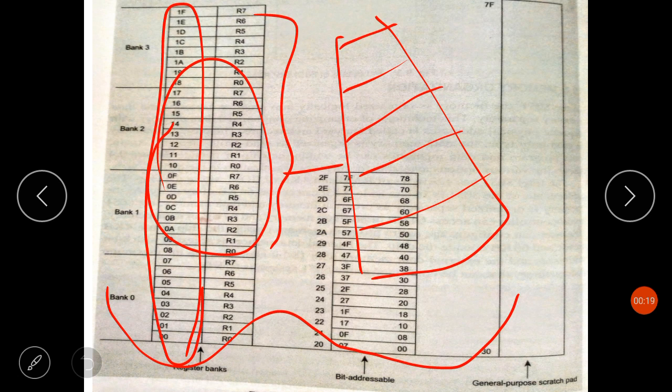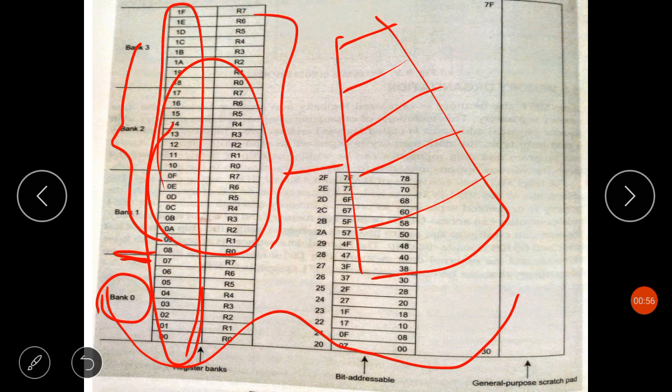Now I've told you about this stack memory. When the 8051 microcontroller is powered up, to avoid overwriting the default register bank, that is bank 0, the stack pointer register by default stores the address 07, so that the stack memory starts from 08H. Therefore 08H to 1FH in the 8051 microcontroller RAM can be used for stack memory.